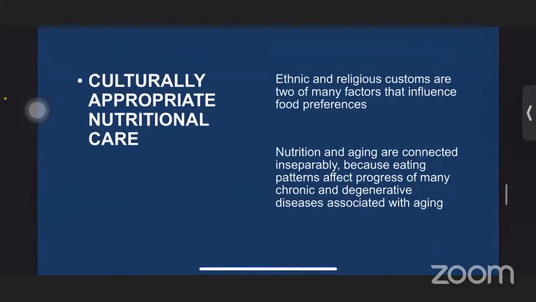And coming to culturally appropriate nutritional care, ethnic and religious customs are two of the main factors that influence food preferences. Nutrition and aging are connected inseparably because eating patterns affect progress of many chronic and degenerative diseases associated with aging.